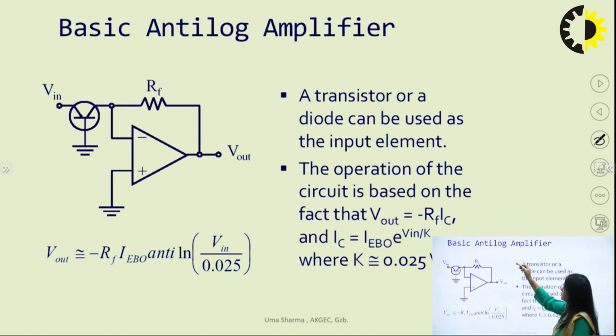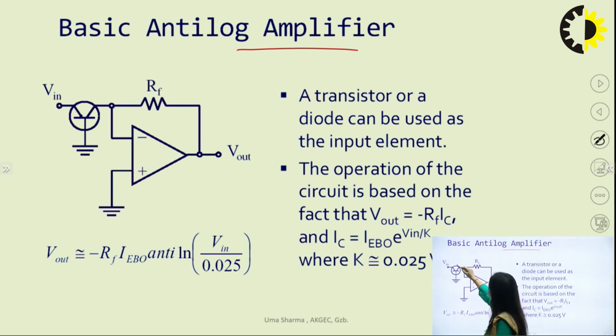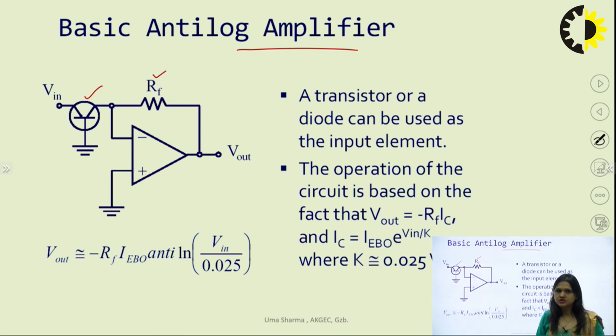Now come to the basics of the anti-log amplifier. This circuit performs the reverse operation. With the help of the anti-log amplifier, we can calculate the anti-log of any input voltage. To reverse the operation, whereas in the logarithmic amplifier we calculate the log, now we have to calculate the anti-log. I have just changed the position of the transistor and the resistor. Just by changing the position of the transistor and resistor, we can implement the function of the anti-log amplifier.